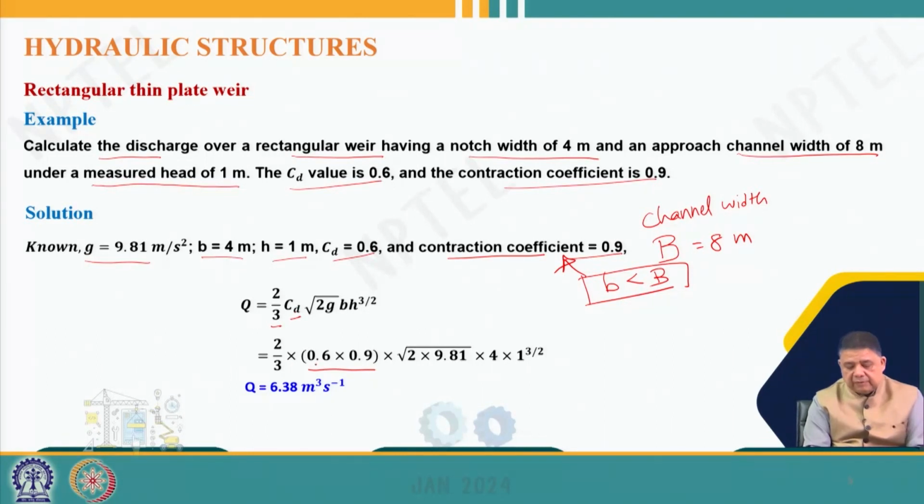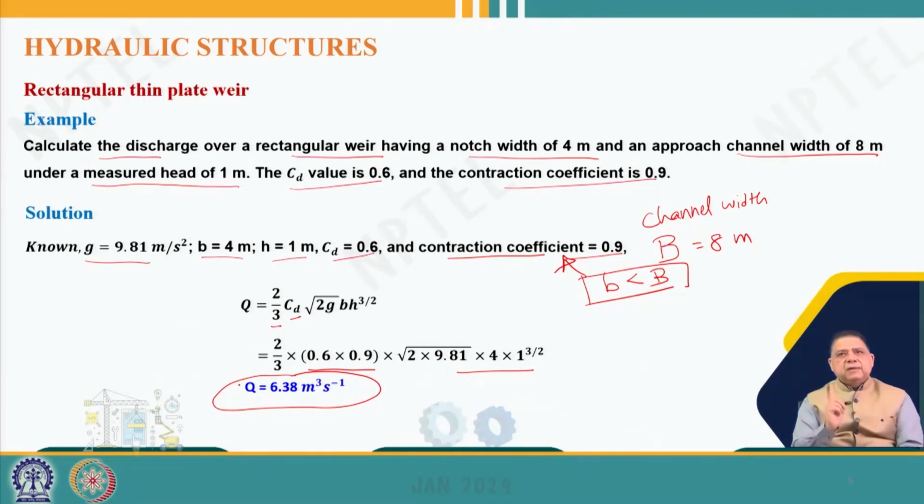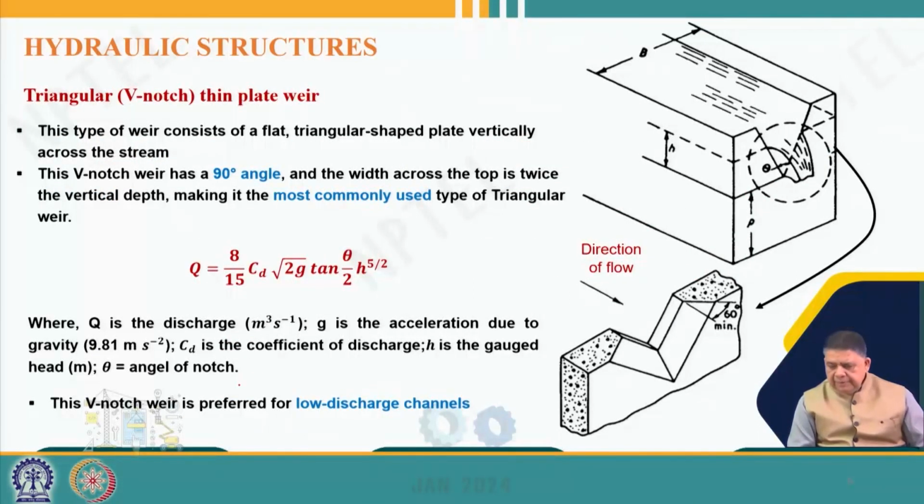So, here 2 by 3 CD times contraction coefficient is used because it is a contracted weir, and then of course, the values of G, b, H which we know are placed here, and then we get the discharge as 6.38 cubic meter per second. So, the advantage is that just a single measurement of head gives us the discharge in this case, provided we know the coefficient of discharge.